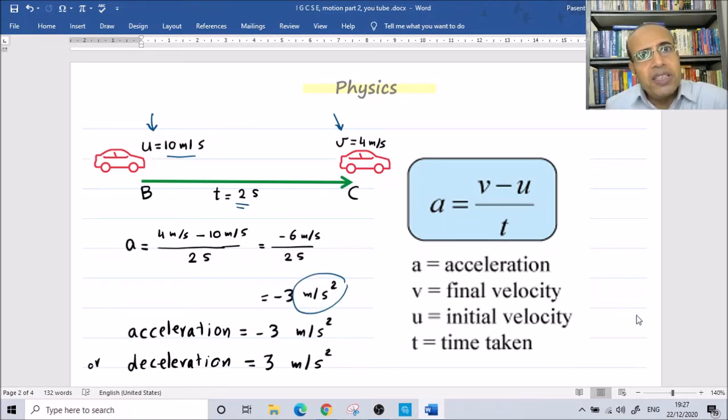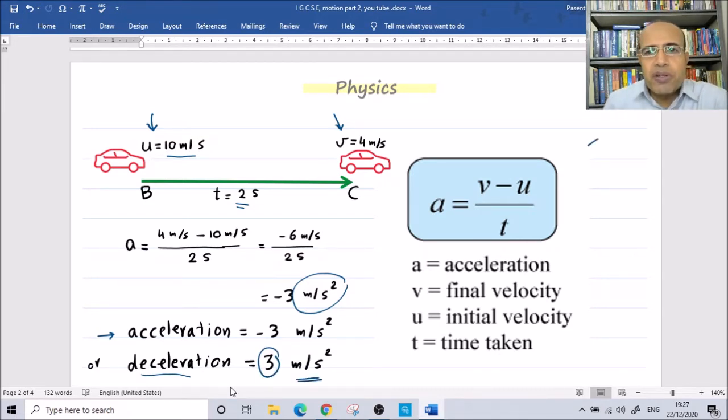If the acceleration is negative, it is called deceleration. So for the answer of this example, we can say the acceleration equals negative 3 meters per second squared, or the deceleration is 3, because deceleration means negative acceleration. Don't say the deceleration equals negative 3 meters per second squared. No, the deceleration is just 3 meters per second squared.